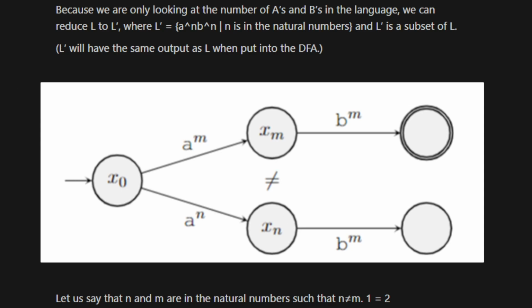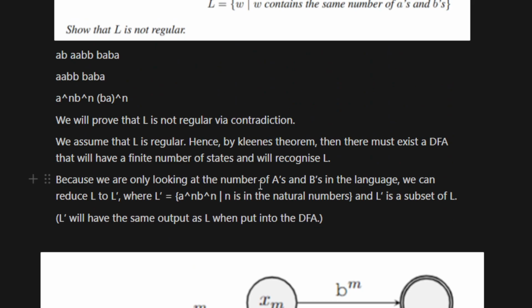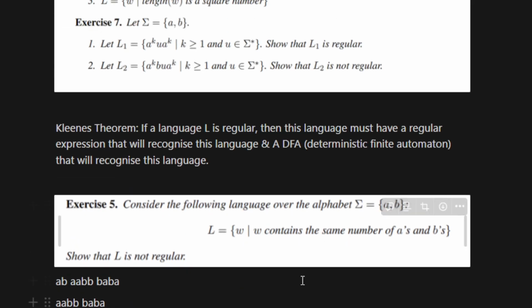And hence because of that, we know that obviously a DFA is finite, right? So yeah, we're just proving that a language is irregular. The language that we're proving is irregular is this one over here. So that's L is equal to the set of words W, such that W contains the same number of A's and B's.